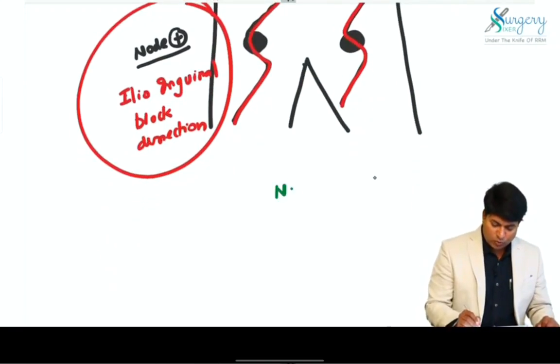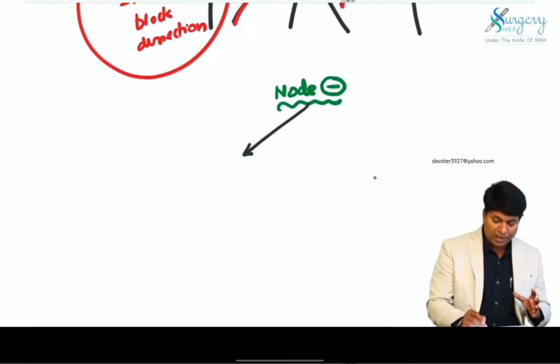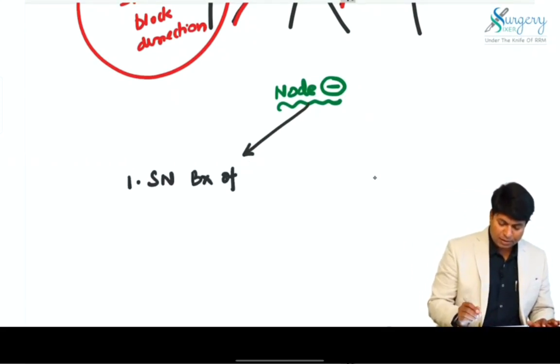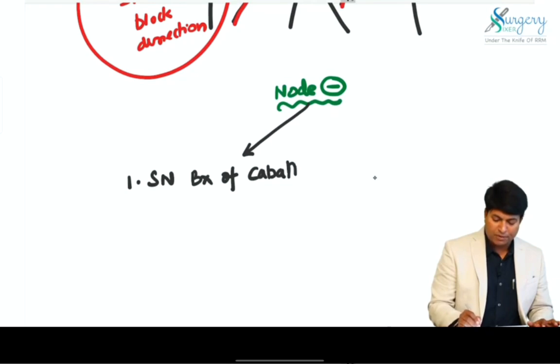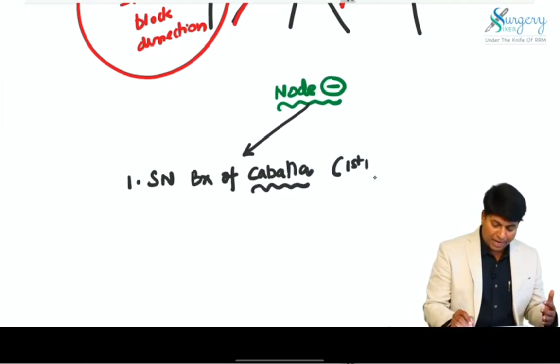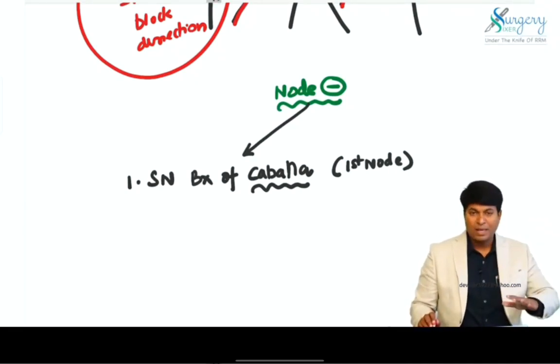The patient comes to you with node negative. There is no node. We cannot send them home just like that. We have to know whether there is any non-palpable micrometastasis present. So initially they were doing sentinel node biopsy of Cabana, like sentinel node biopsy of Giuliano in cancer breast. The first node from cancer penis is known as the sentinel node of Cabana. They used to do it in those days, but it is totally abandoned now because we don't know where is going to be the first node.